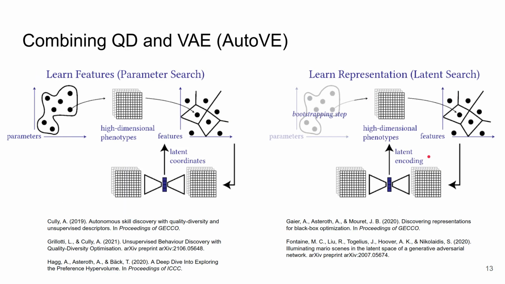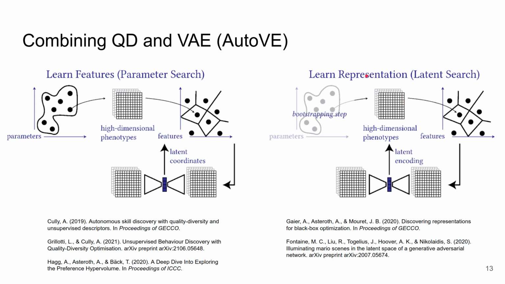How do we combine QD and VAE? We repeat the figure I showed you in the beginning of parameters, phenotypes, and features, and niching in both cases. On the left, we see parameter search, where we use the VAE trained on an archive to provide us with latent coordinates that are used as features in the archive itself. This is done by Cully, by Grillotti, and by myself and by others. The other possibility is to replace the parameter search completely with a latent search. So we use the VAE both for niching as well as a latent encoding that produces high-dimensional phenotypes.